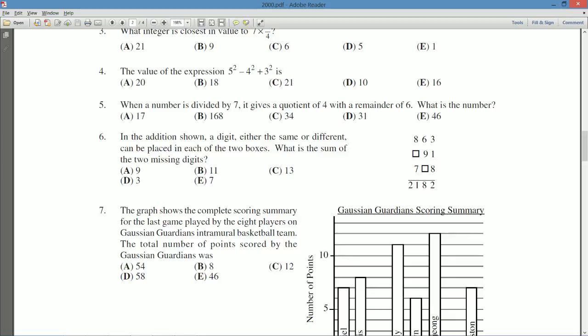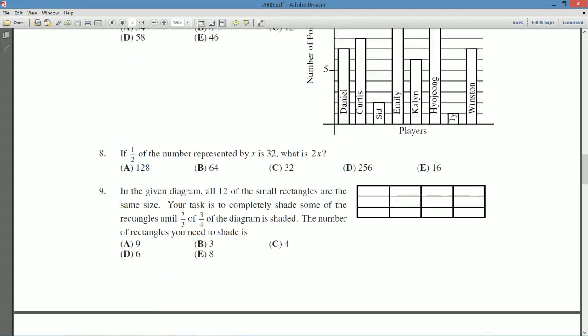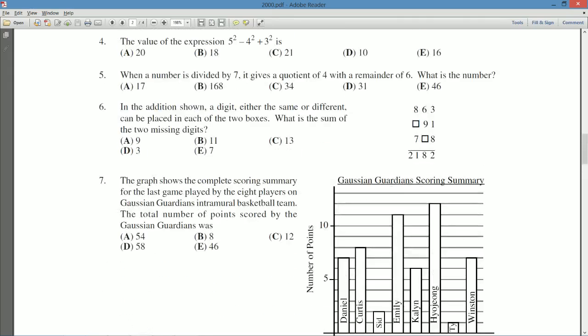Okay. So join me for question number 6. We're now halfway through part A. So join me for question 6 next time.